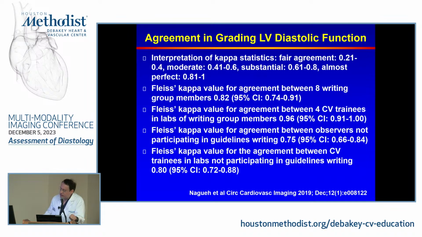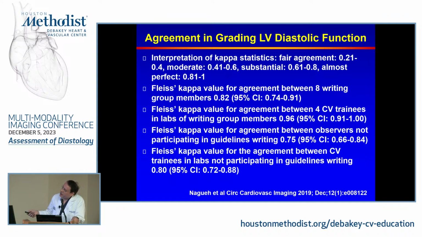So let's talk about some points that are relevant to the assessment of diastolic function. Many times people get confused how good of an agreement it is between different observers. To give you a background, if you look at the kappa statistics, a fair agreement is in the range of 0.21 to 0.4, moderate up to 0.6, and then more than 0.61 is substantial, more than 0.8, or 0.8 to 1, is perfect.